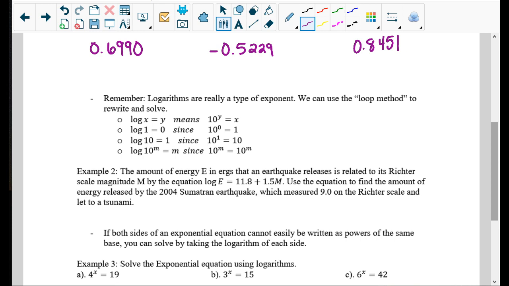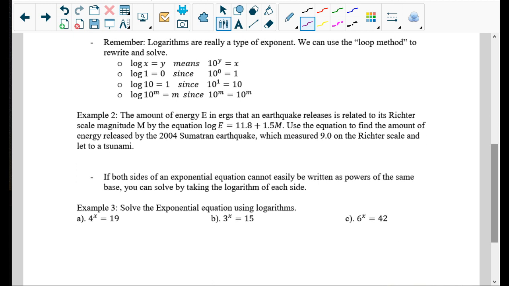So let's take a look at this equation. We're plugging in our Richter scale measurement. The measurement is 9, so that's going to get plugged in here for M. So we have log E equals 11.8 plus 1.5 times 9.0. So we simplify that. To solve for E, we can rewrite this. Remember, this is base 10, so the base is 10.